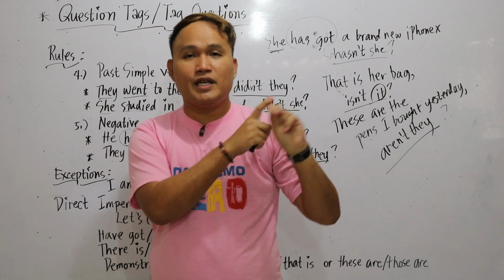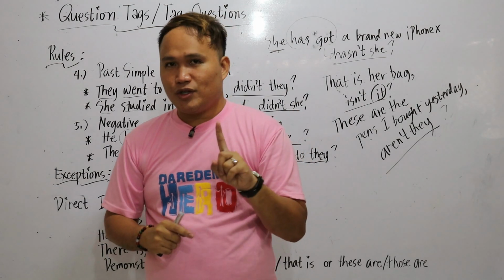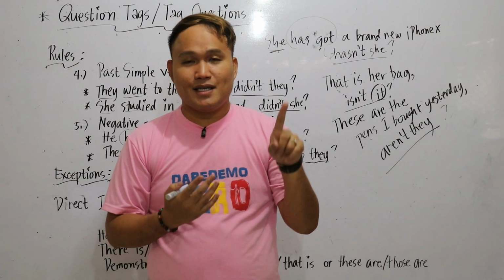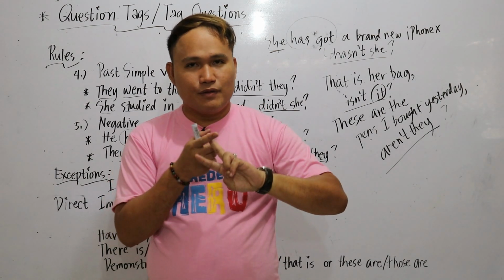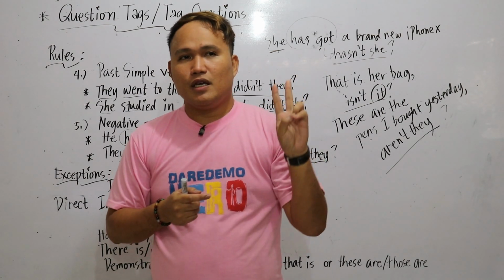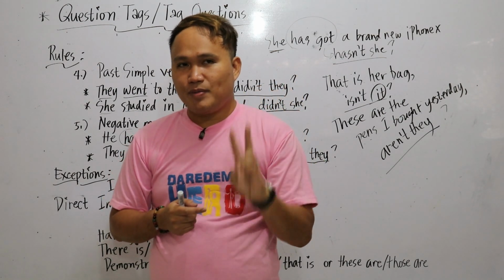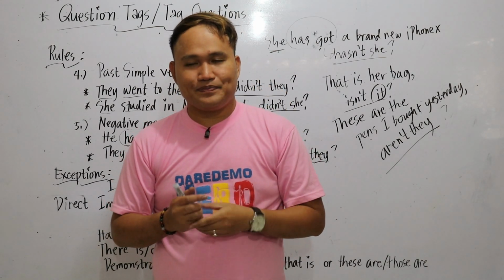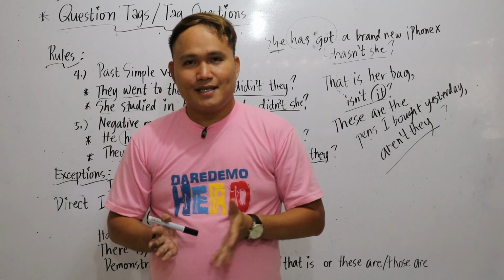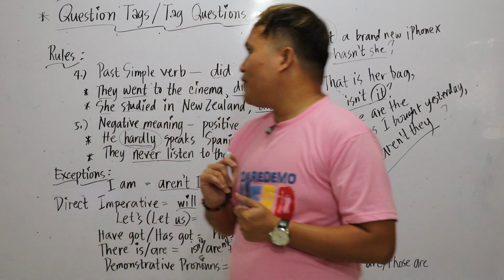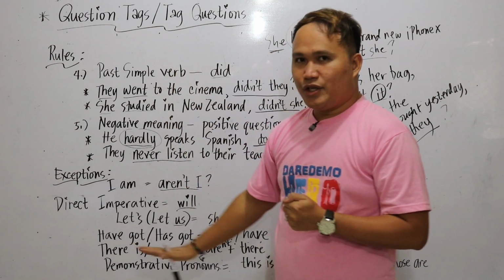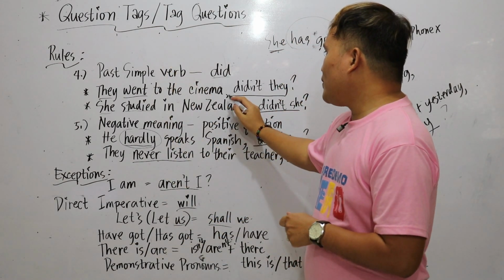Again, if you are not sure, you just want to confirm or clarify, you use the rising intonation. If you are sure and you just want a response from them, you use the falling intonation. That's it.